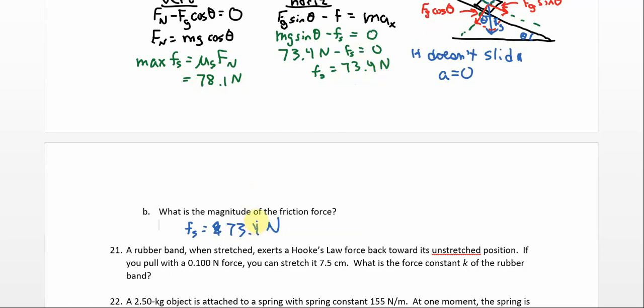All right. Remember that if this number ended up being smaller than 73.4, that means it does slide, and we would have had to back up a few steps and not assume that this was 0. So anything in green we would have thrown in the trash and started over, because now we know it's kinetic friction because it does slide. But then we could use our formula for kinetic friction and figure everything out from there. Okay, but it turned out that it doesn't slide.